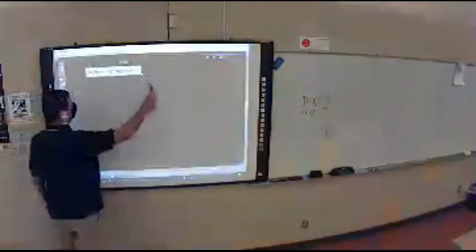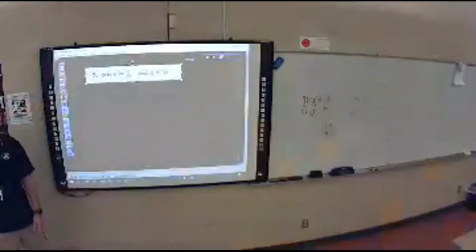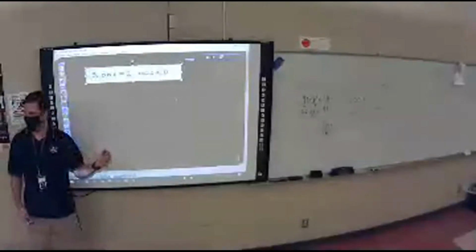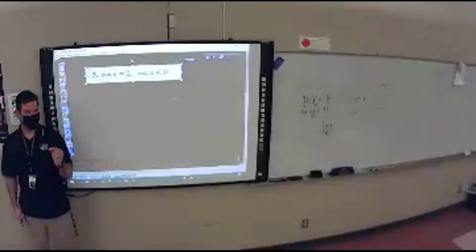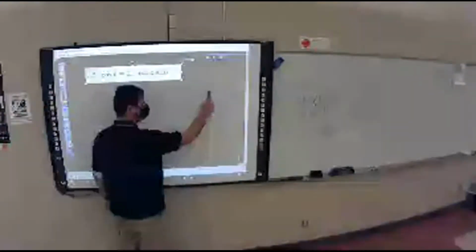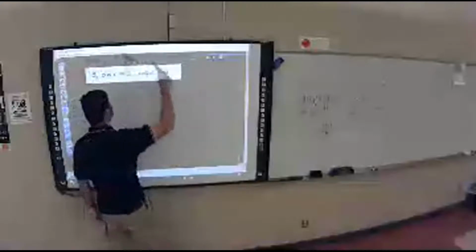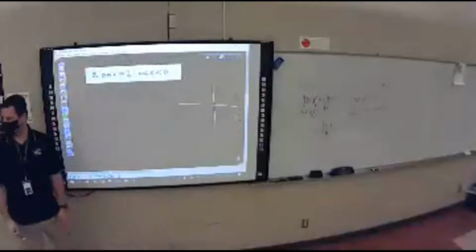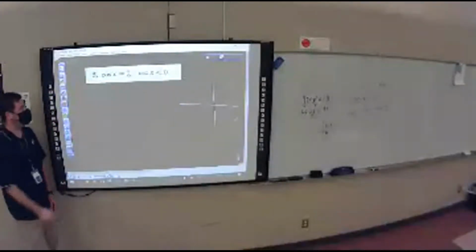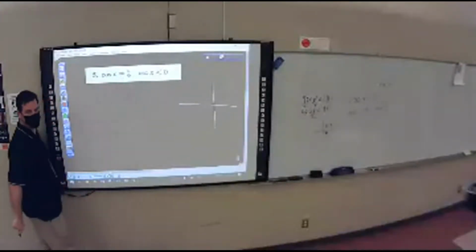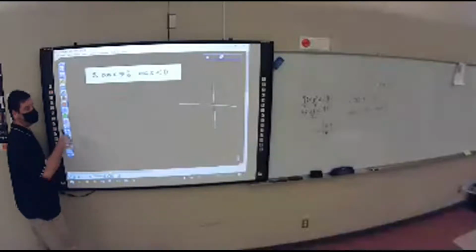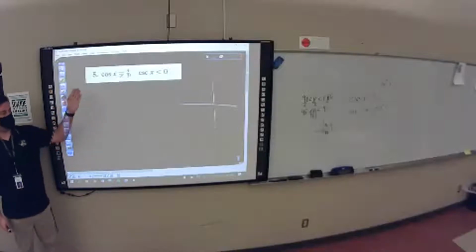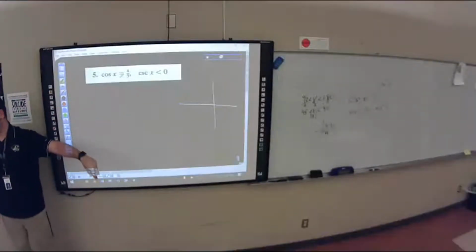So they tell me that cosine of x is 4/5. Okay, cosine of x is 4/5, but it tells me cosecant is less than 0. So cosine of 4/5 tells me I'm in quadrant 1 or quadrant 4 because that's where cosine is positive. If it's cosine inverse, I'm in quadrant 1, there's no question. Because cosine of x equals 4/5, I'm either in quadrant 1 or quadrant 4.